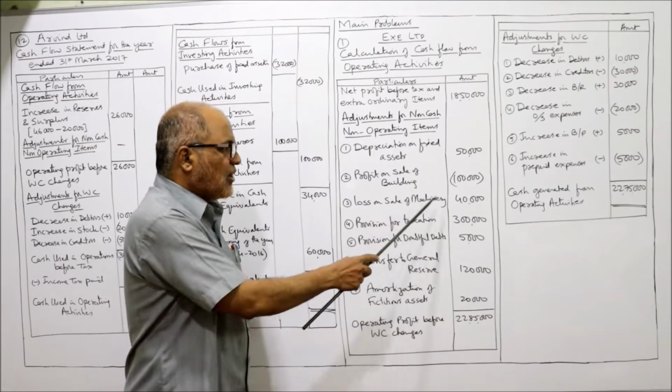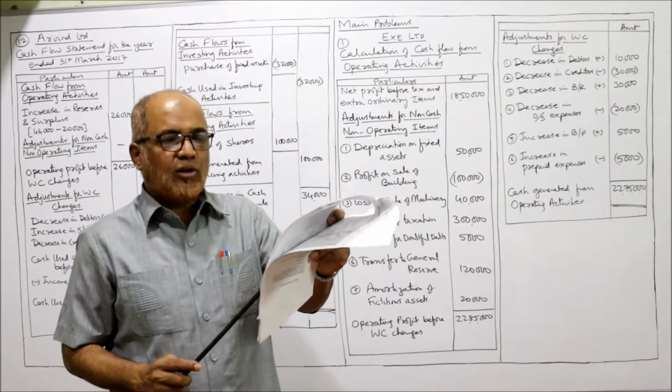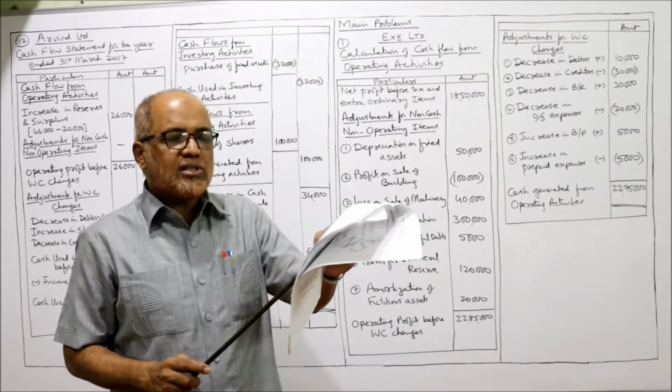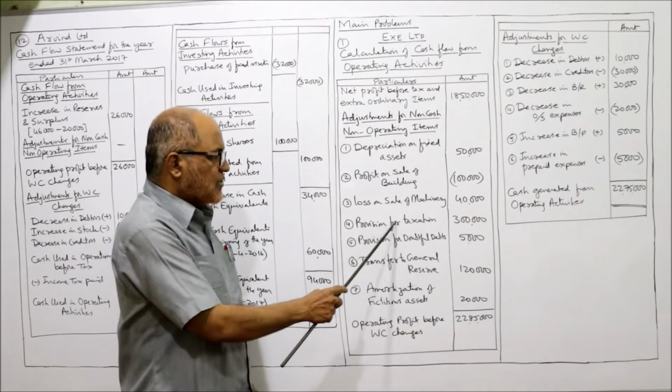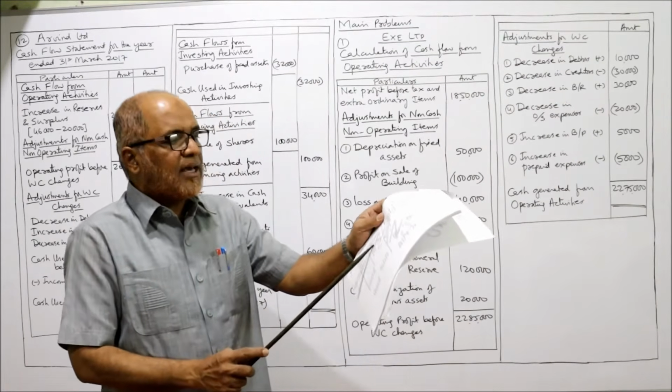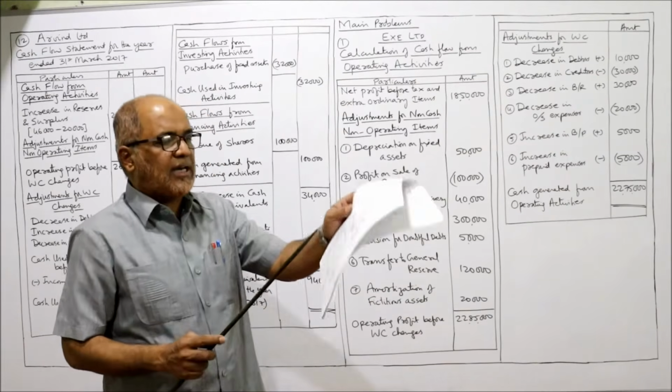Add loss on sale of machinery. All these are non-cash and non-operating. Loss on sale of machinery, then provision for taxation: I have taken provision for taxation 3 lakh. Next, provision for doubtful debts. Provision for doubtful debts is a non-cash item.